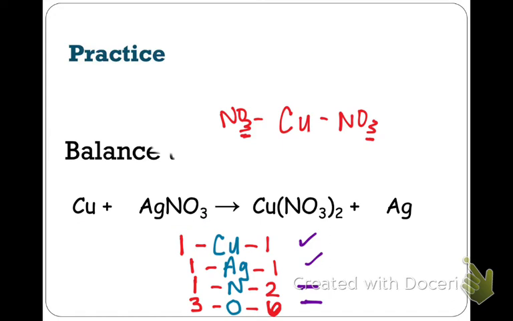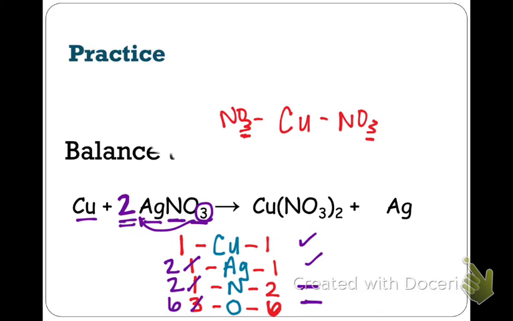Okay, and the only way to fix it, remember, I cannot put a 2 right there. I cannot put a 2 right there, right? The only thing I can do is put a 2 in front, right here as a coefficient. Okay, so now I have to recount on the left-hand side. By adding a 2 there, did it affect my copper atoms at all? No, right? But it did affect silver. Now I have 2 silver atoms. I have 2 nitrogen atoms now, and I have 3 times 2, which is 6 oxygen atoms.